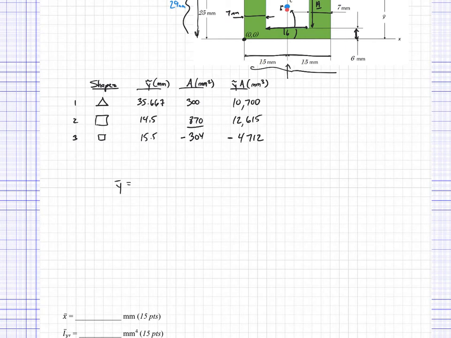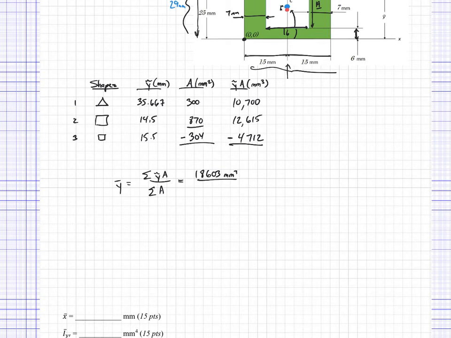Okay, so now we're all set up. When we want to get our y bar, we do this. Y bar equals the summation of y tilde a over the summation of the a's, right? So the summation of y tilde a is the summation of that column. So let's go ahead and do that. 1070 plus 12,615 minus 4712. So that's 18,603. Don't forget our units.